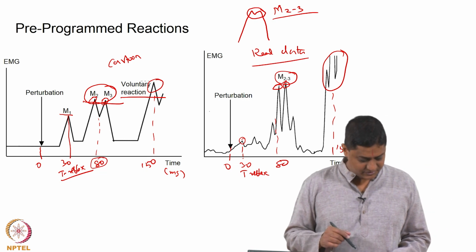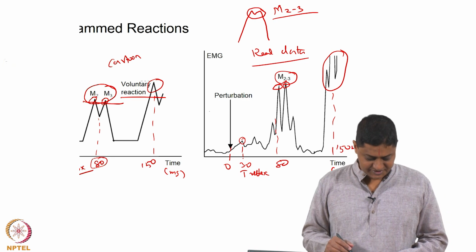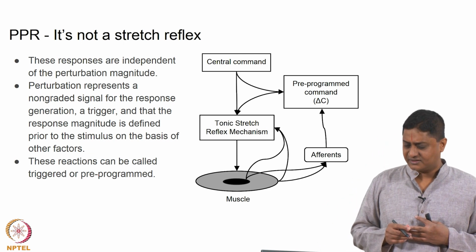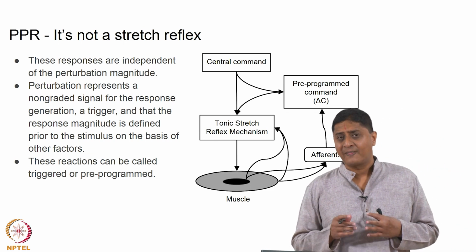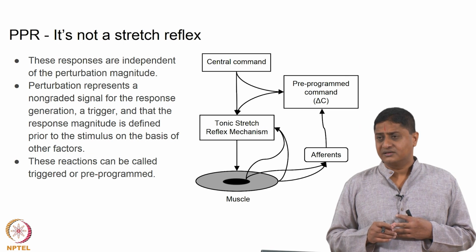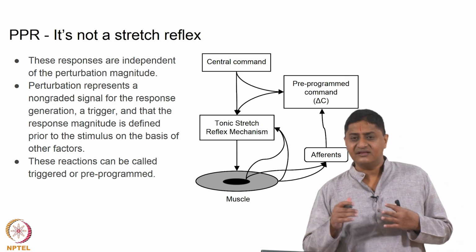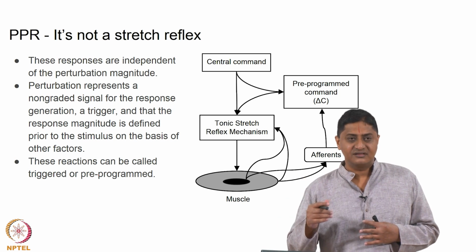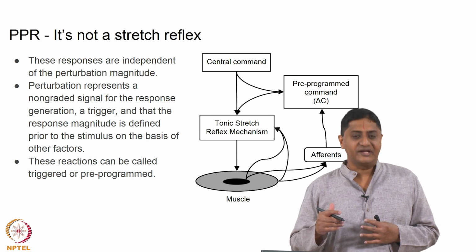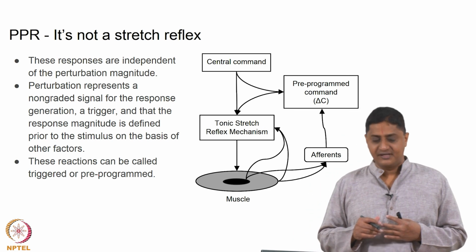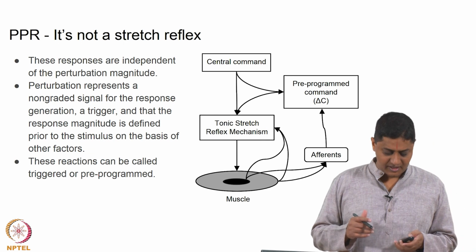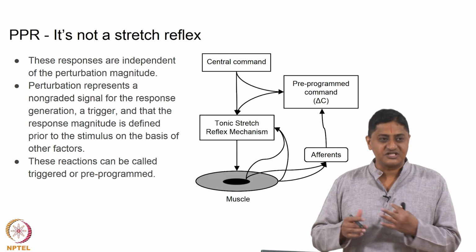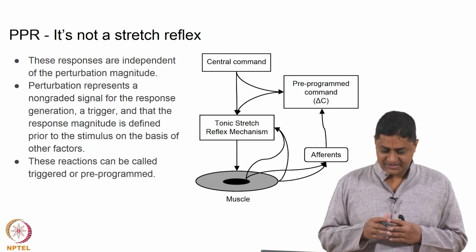What are the features of this? Let us remember, is this a stretch reflex? That is the question one would ask, because we defined stretch reflex early on. What is stretch reflex? If the length of the muscle changes, then the change in length is responded to by a tonic stretch reflex, is it not? That is what we said. The first response we called the phasic stretch reflex, and that is the transient, and the tonic stretch reflex is a steady state. We said this in the previous class.